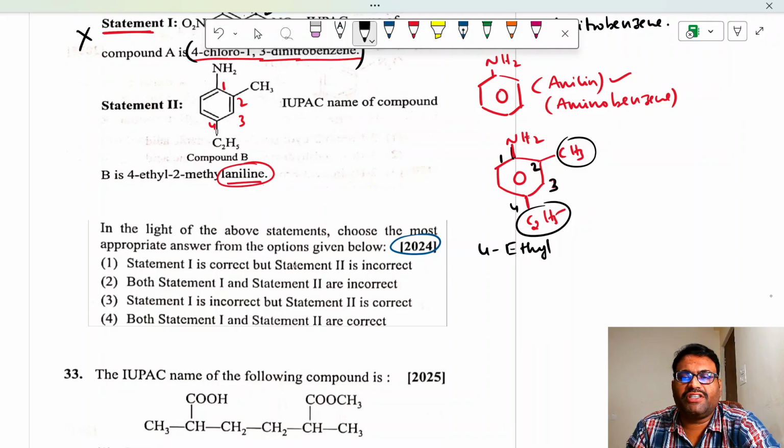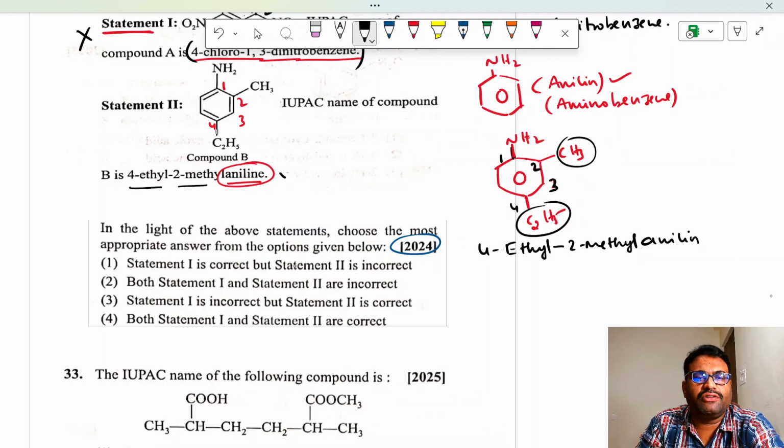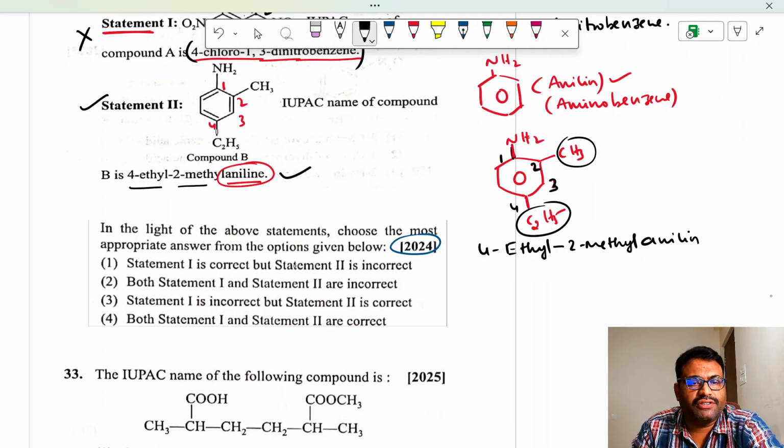Among E and M, which comes first? E comes first. So we need to follow alphabetical order when we are writing the names of the substituents. So 4-ethyl, 2-methyl, aniline. So this will be the correct answer. So statement 1 is wrong and statement 2 is correct. Okay. Understood?